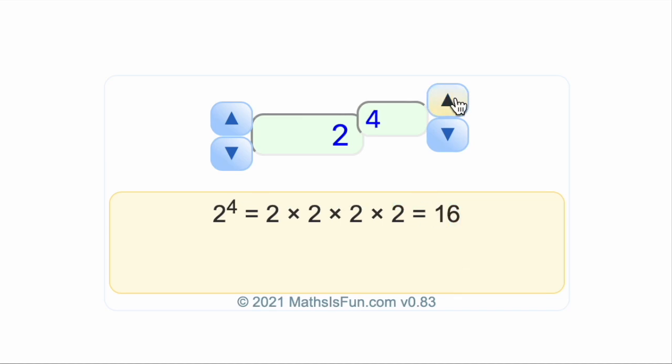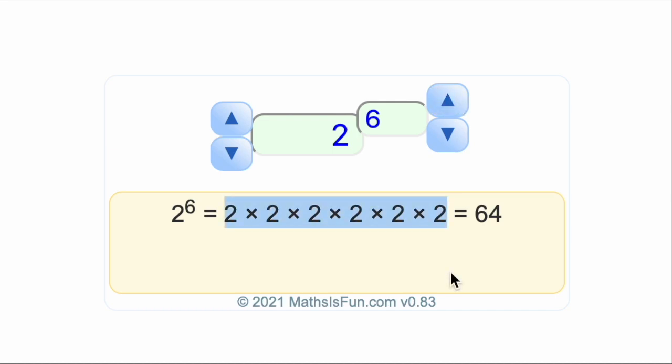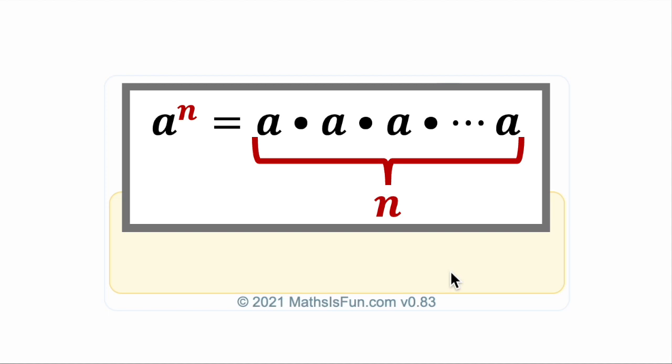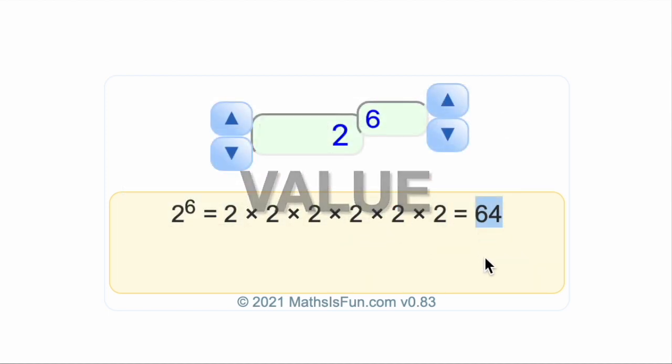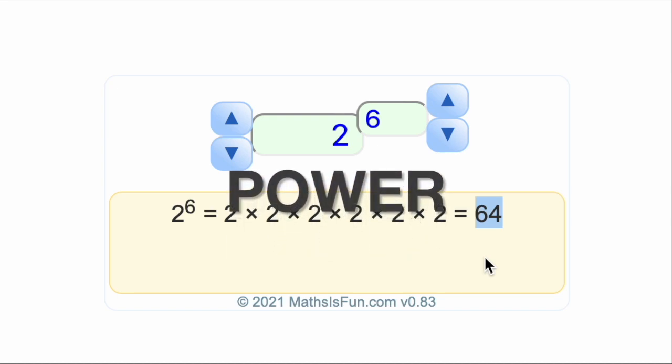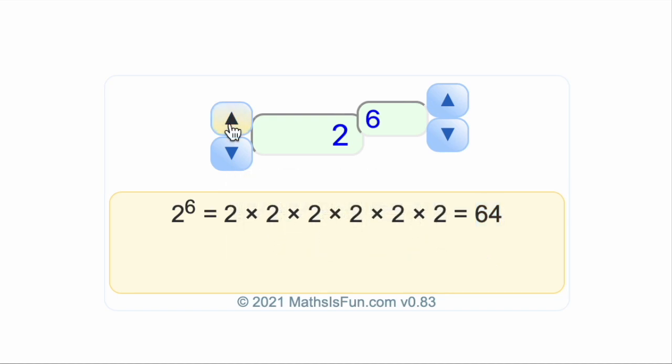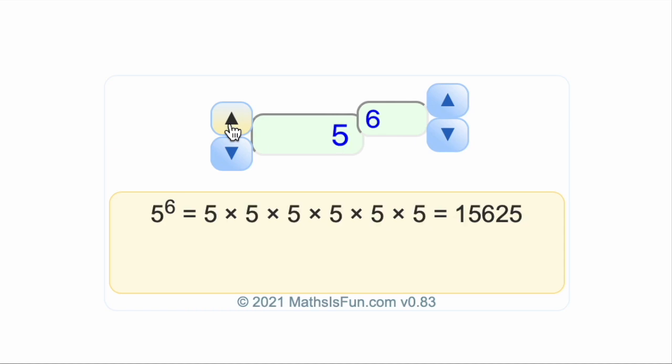When we increase the value of the exponent, the number of terms being multiplied changes. In other words, the n value changes, the number of terms being multiplied. The value of 64, written as a power of 2, is 2 to the 6. When we increase the base, the number that's being multiplied changes.